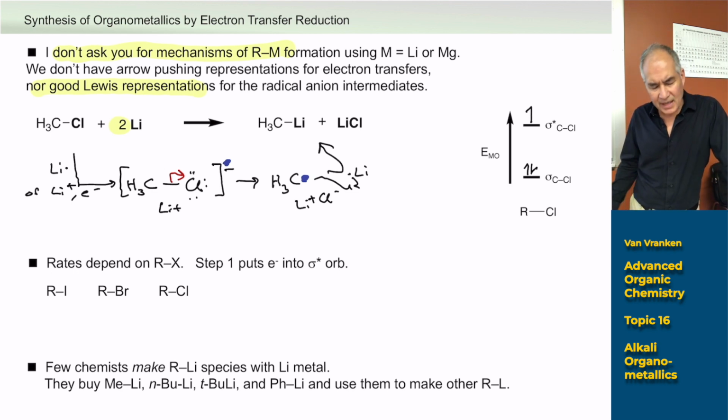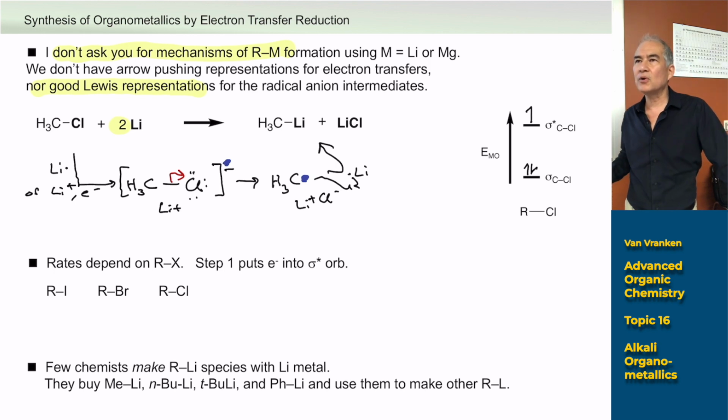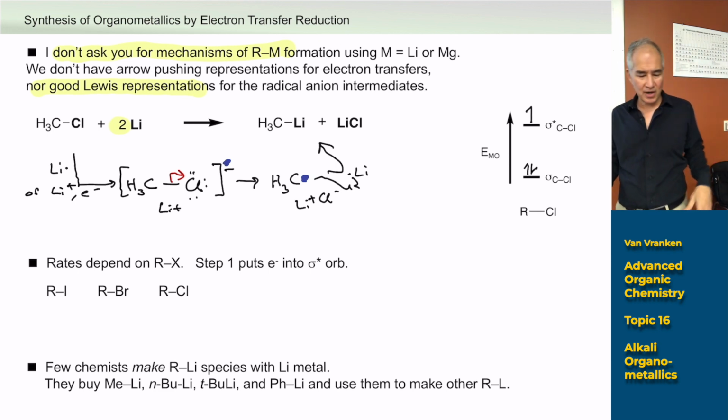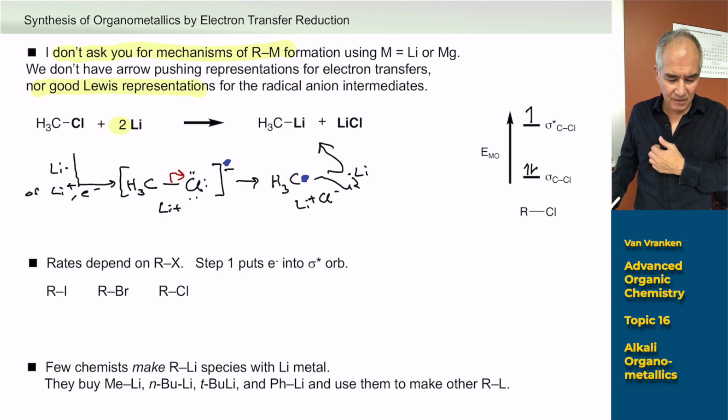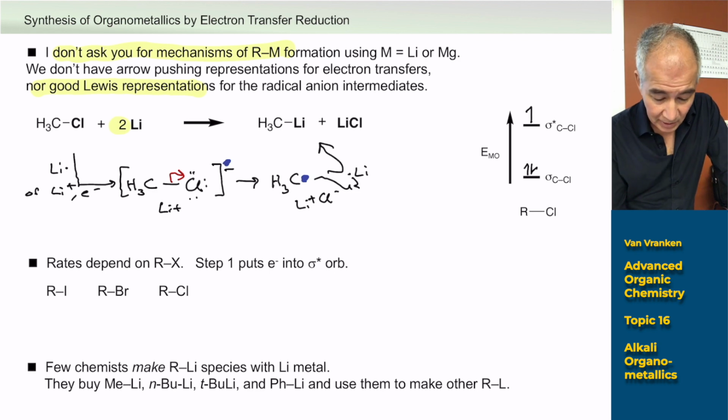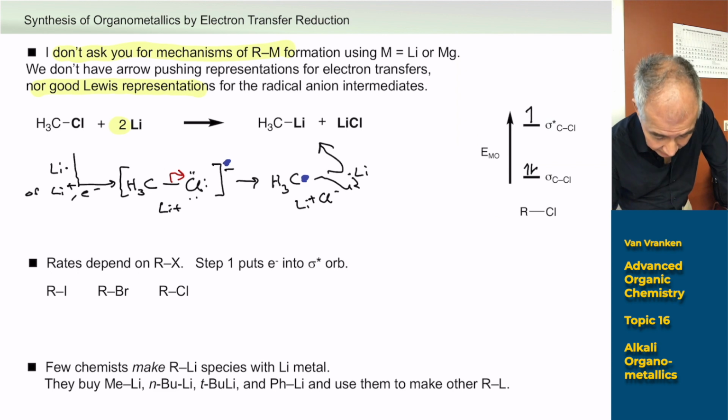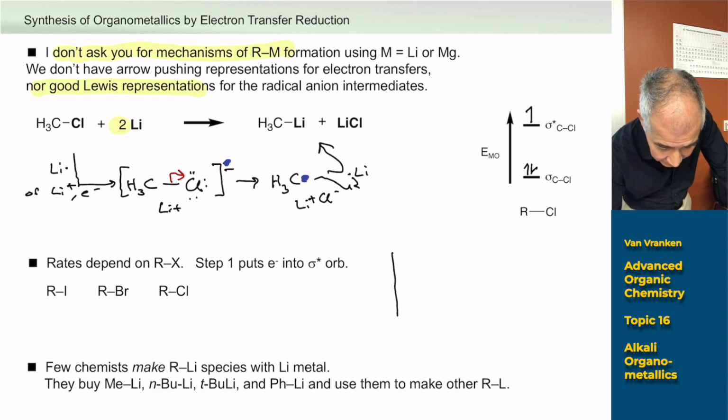It would be a similar mechanism if you did a Grignard reaction. You transfer an electron into an antibonding orbital. You end up with this radical anion that there's no good representation for, and there's going to be a mixture of regular arrows and these half arrows in your mechanism. So you might guess, when you look at this orbital diagram over here, that not all alkyl halides are equally reactive when you make Grignard reagents or alkyllithiums.